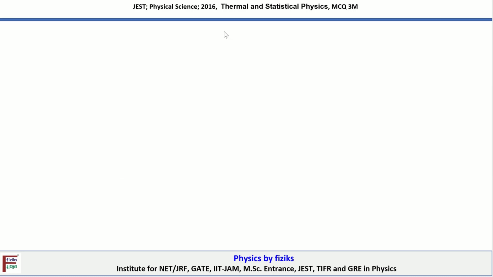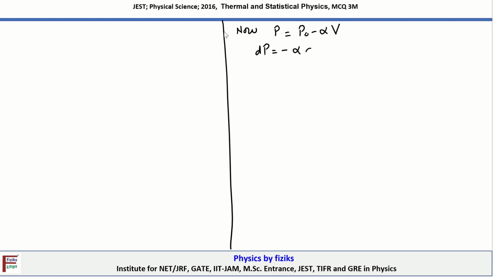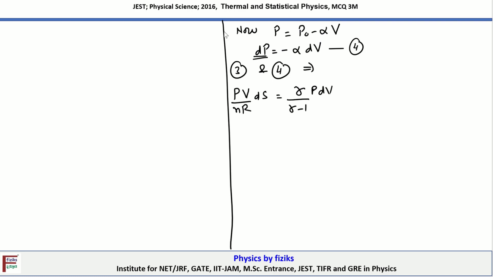Now we are given that P is equal to P naught minus alpha V. So that means dP is equal to minus alpha times dV. I'm calling this equation 4. So 3 and 4 imply, I'm going to make use of the value of dP as minus alpha dV in equation 3. So equation 3 reduces to PV upon nR dS equals gamma upon gamma minus 1 PdV minus alpha V upon gamma minus 1 dV.